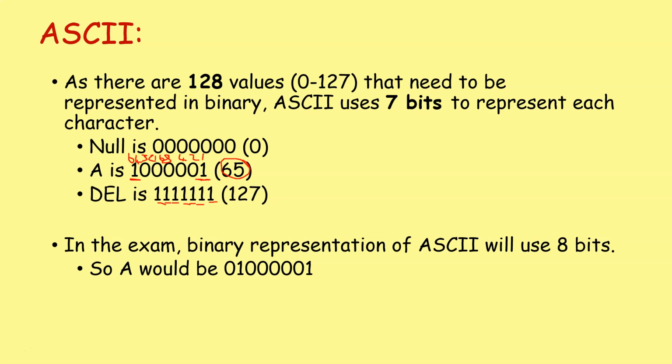So 7 bits can represent 128 values from 0 to 127, and that's what ASCII originally used. However, in the exam, binary representation of ASCII will use 8 bits to make it a full byte of information. So in the exam, A would be represented by 0, 1, 0, 0, 0, 0, 0, 1. Okay, you've got that extra 0 just added on there to make it a full 8 bits. So don't be confused by this. It's just how they're going to represent it in the exam.